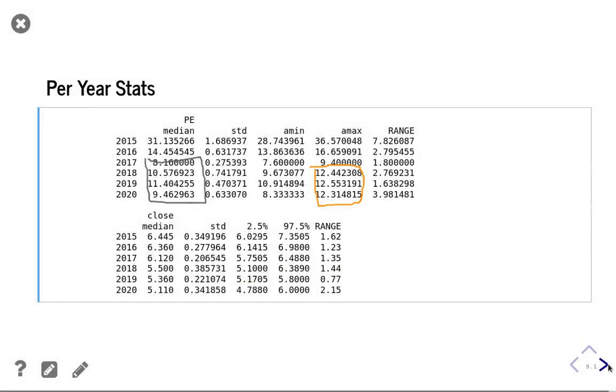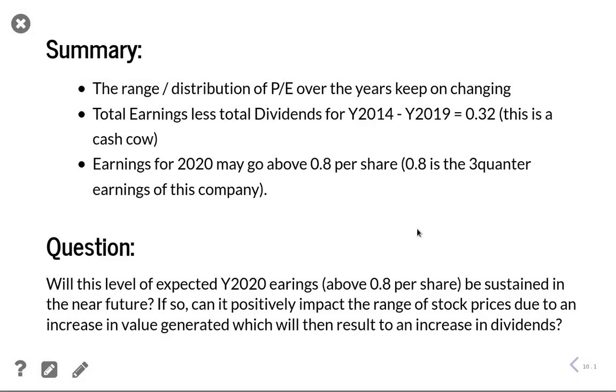So for the summary of this particular stock, the range distribution of price to earnings over the years keeps on changing. The total earnings less total dividends for the years 2014 to 2019 is 0.32. So this stock is generally a cash cow. These properties of this stock can be seen in the behavior of the price to earnings ratio over the years. If earnings for 2020 go above 0.8 per share, it can drastically affect the price range.